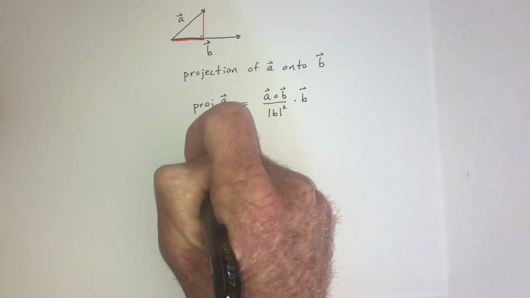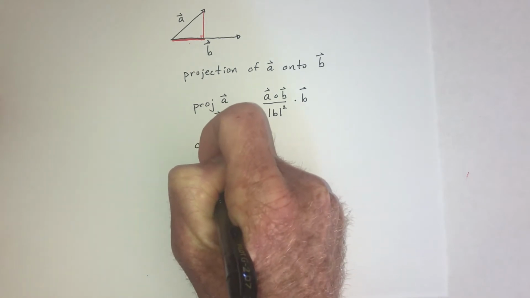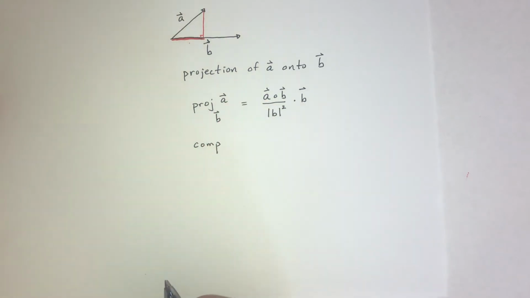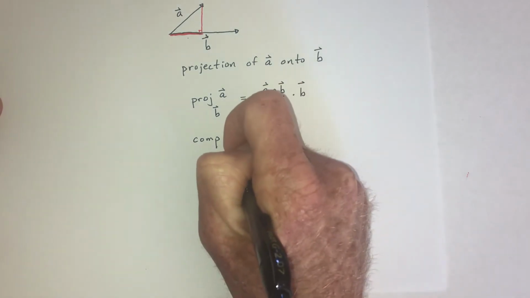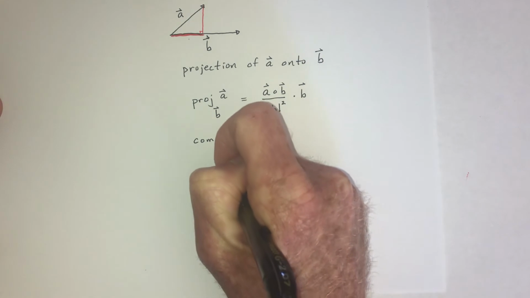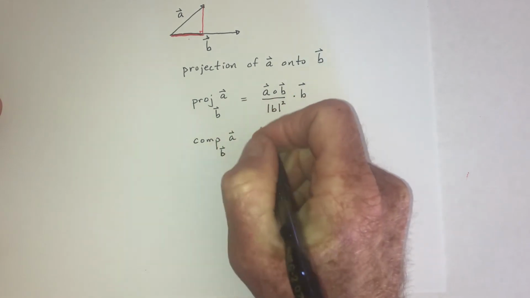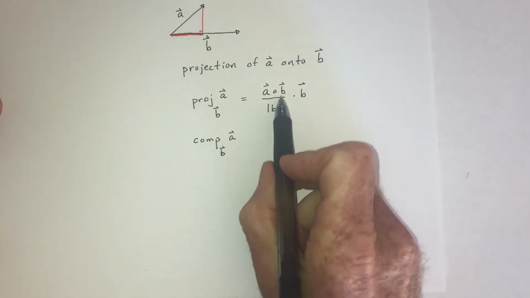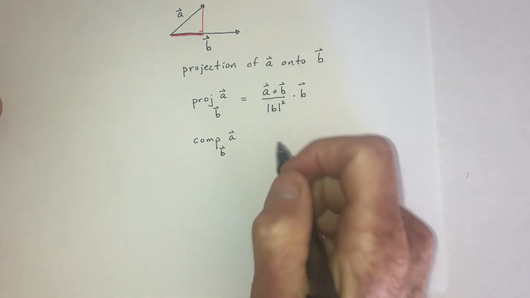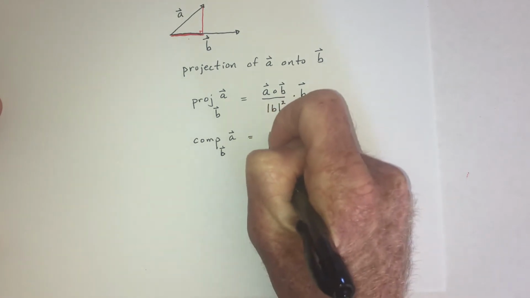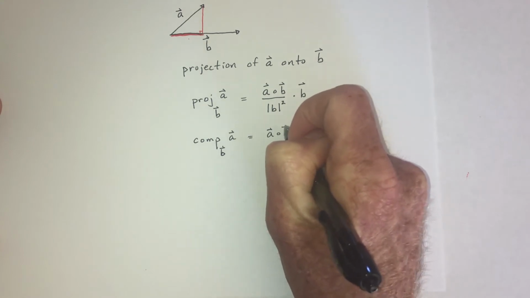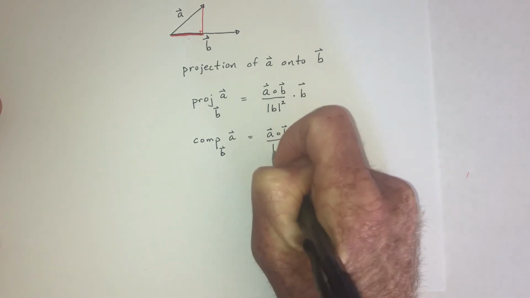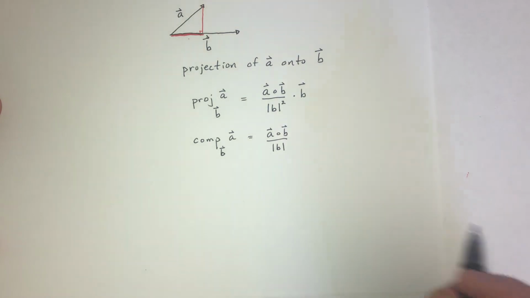So the length of that red vector is called the component, or it's abbreviated as comp, for component of A onto B. And that's basically the beginning part right here without the square. So that would be the dot product and then divided by the length of B.